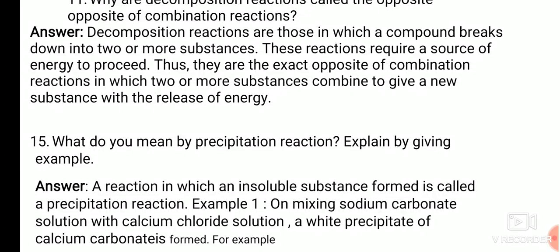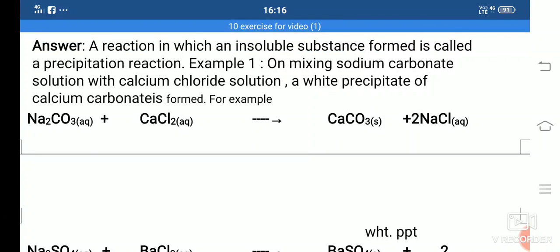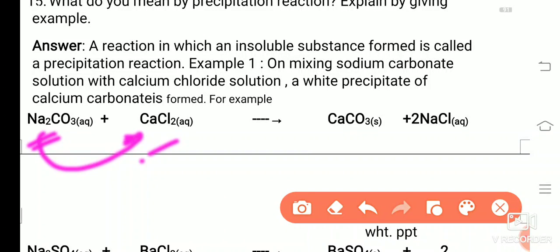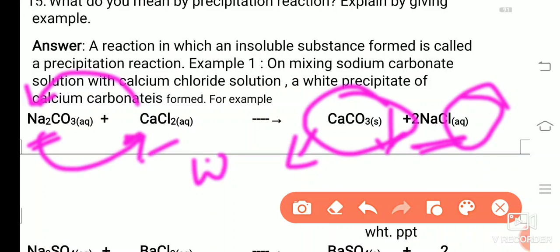Okay, now what do you mean by a precipitation reaction? A reaction in which an insoluble substance is formed is called a precipitation reaction. A precipitate is an insoluble substance. Here one example is given: an aqueous solution of sodium carbonate and an aqueous solution of calcium chloride. Here sodium comes in the place of calcium, and calcium goes in the place of sodium. Then sodium chloride is formed in the aqueous form, and calcium carbonate in the solid form. So calcium carbonate in the solid form means it is precipitated. A white precipitate of calcium carbonate is formed, right?